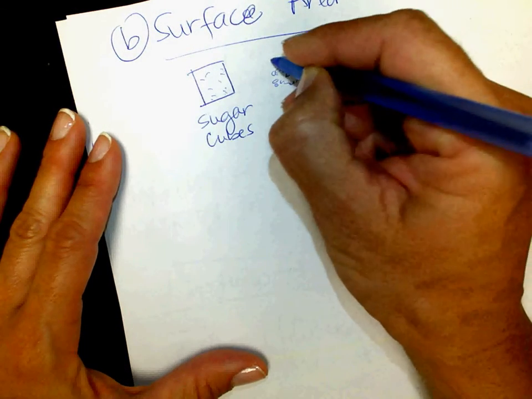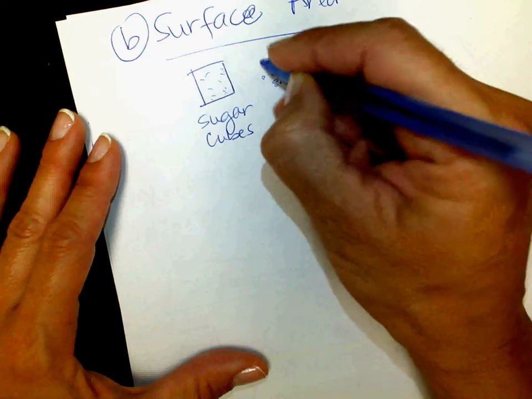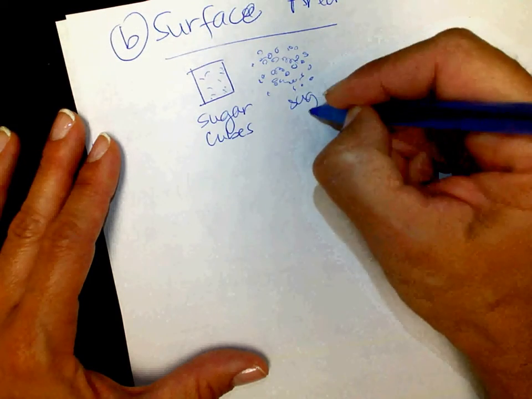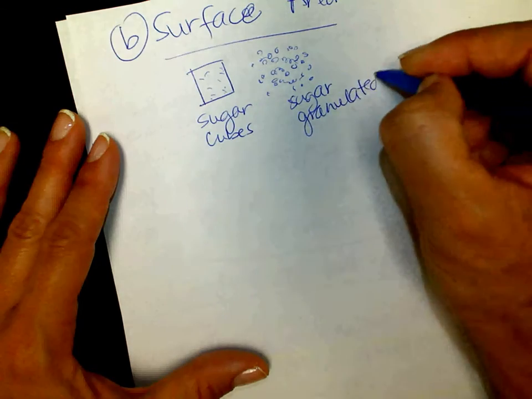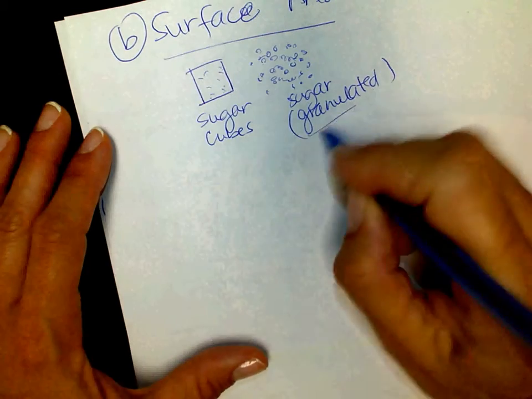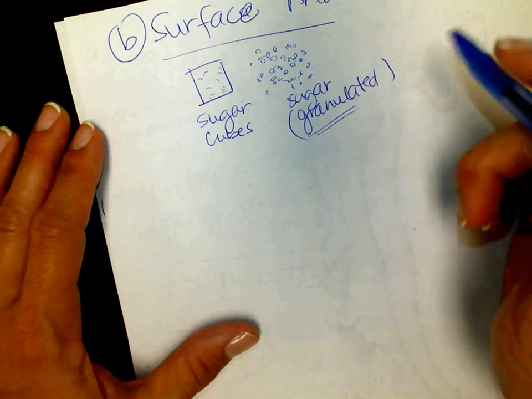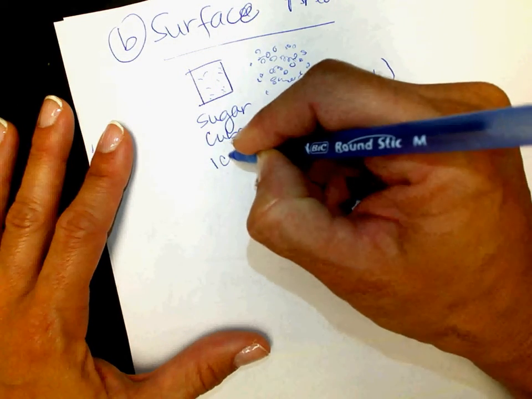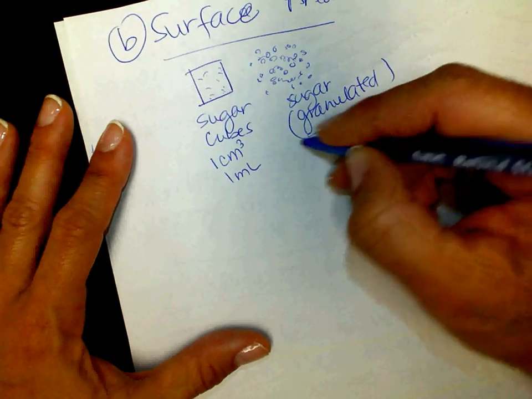Now, all of a sudden, you have all these little teensy pieces of sugar. You have the same amount. When you go to the grocery store, have you ever bought sugar, you see the word granulated? That just means tiny grains, okay? Tiny grains of sugar. Let's say that you have 1 cubic centimeter or 1 milliliter of a sugar cube and you break it up.